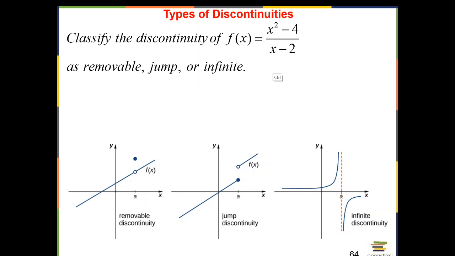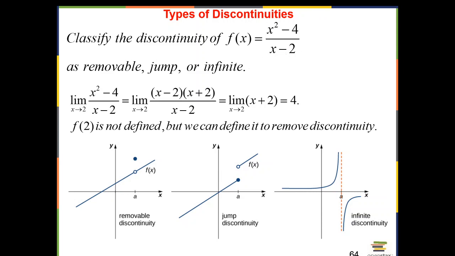All right, so what about this? Well, at 2, what's going on at 2? First of all, is f at 2 defined? No, because it makes the denominator 0. So it has a discontinuity at 2. But what kind is it? Well, to find the kind, we have to find the limit of this when x approaches 2. So let's do that. Well, we have done examples like this.